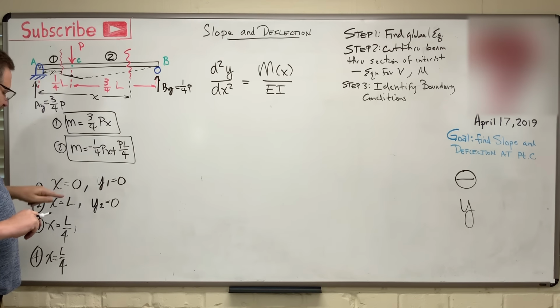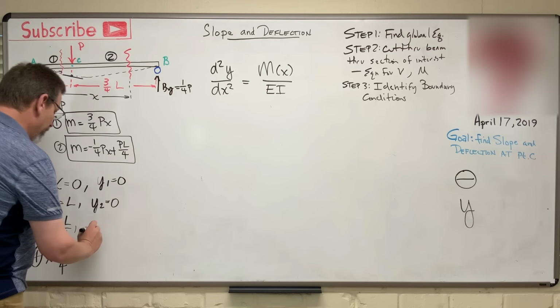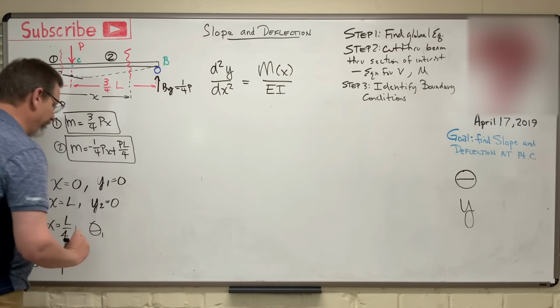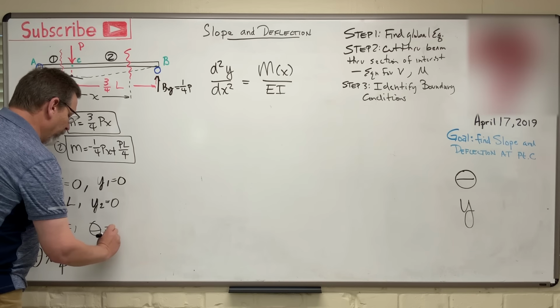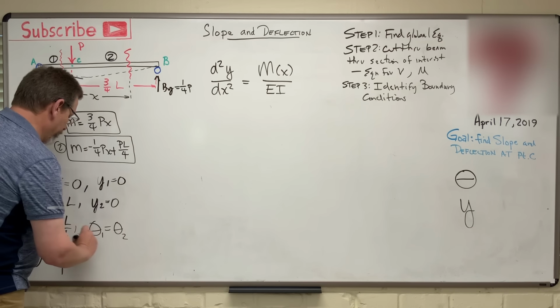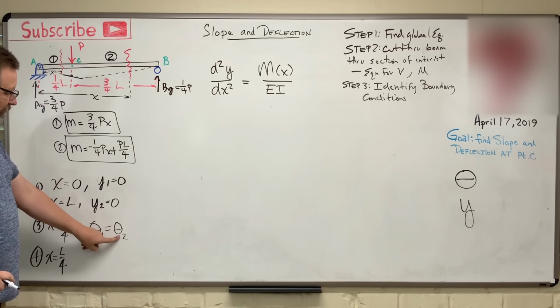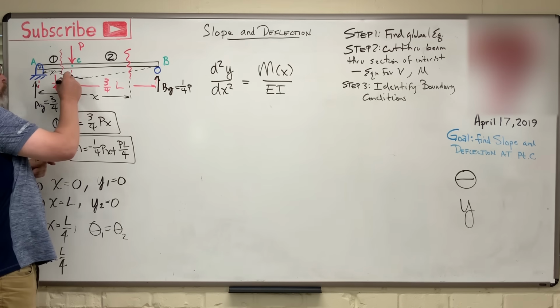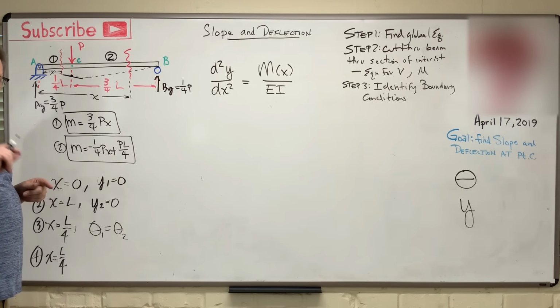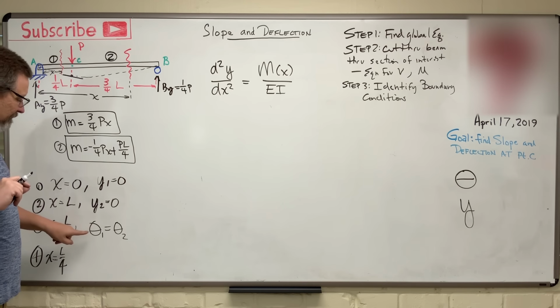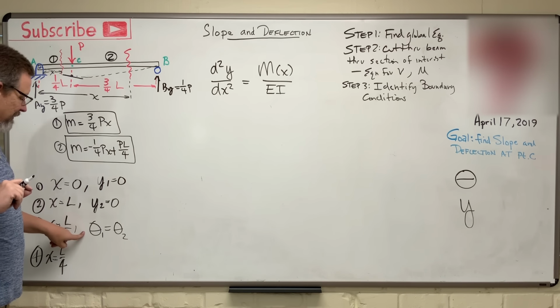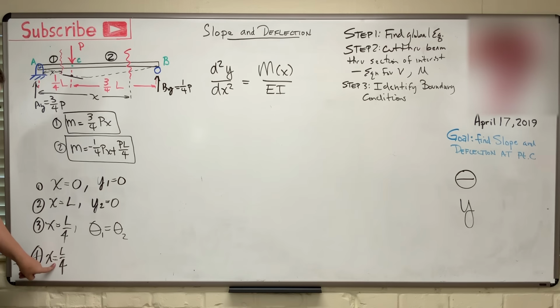So what we're saying is that the slope, theta 1, is equal to theta 2. Do you agree with that? So the slope for section 1 is equal to the slope for section 2 right at that point. That's a little bit hard to get your brain around, but that's what's going on there, okay? And the same thing for this one.